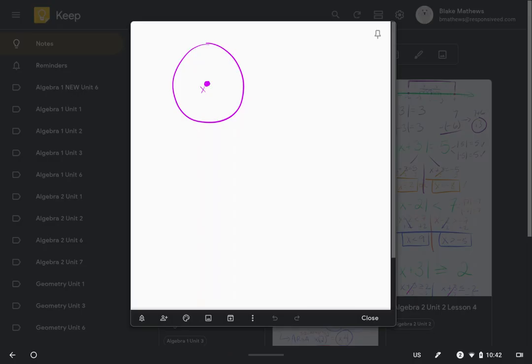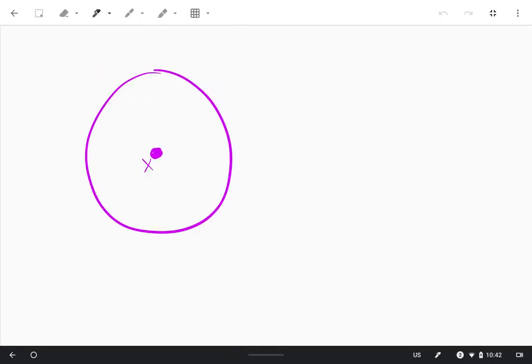So the first thing you've got to understand is that when we look at a circle, we have our center here, so this would be called circle X. That's what that refers to, the center there.